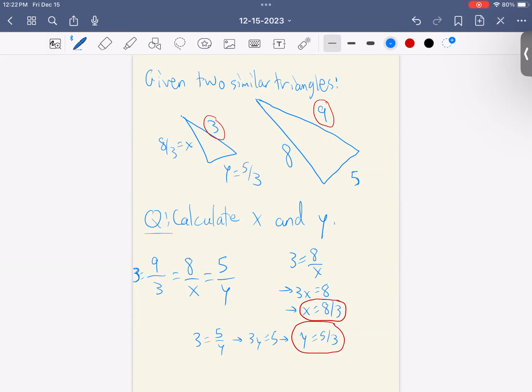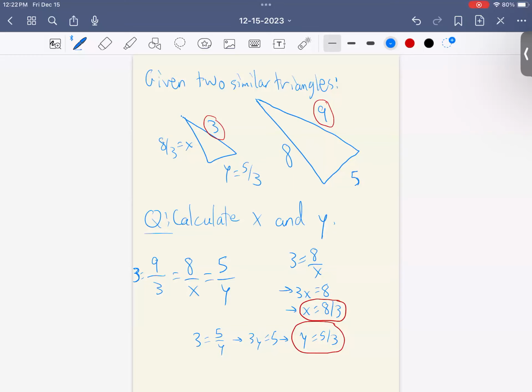Is that... No, maybe I'm not understanding? Yeah, one saying we have 9/3, which we got 3, which is equal to 8/x, and then we'll find the value for x, which will equal 8/3. That is the first answer we got. Now, in this case, we have already found a value for x. Can we substitute the value for x, which is 8/3 here, to find the y value?